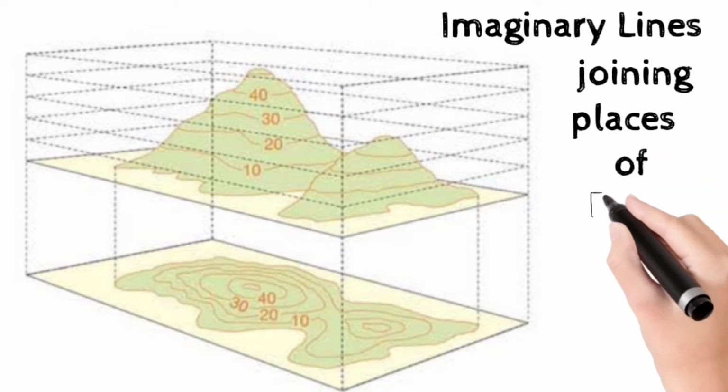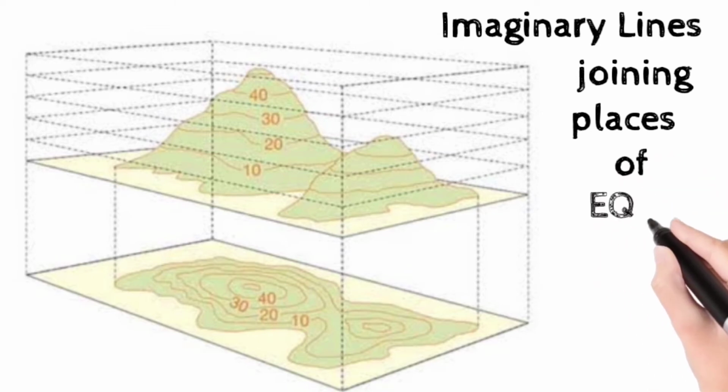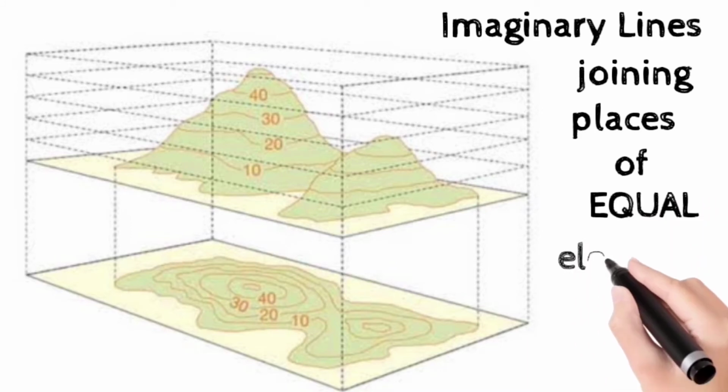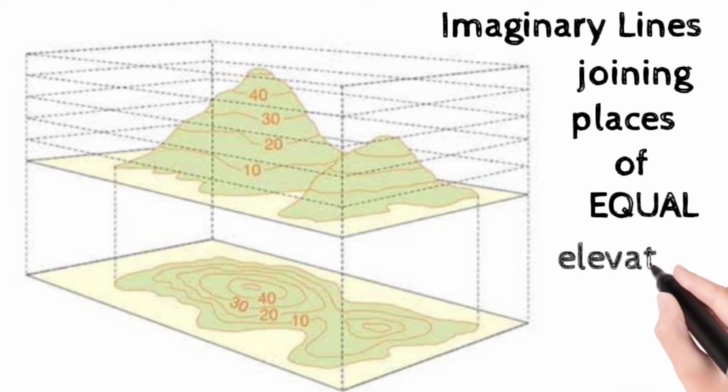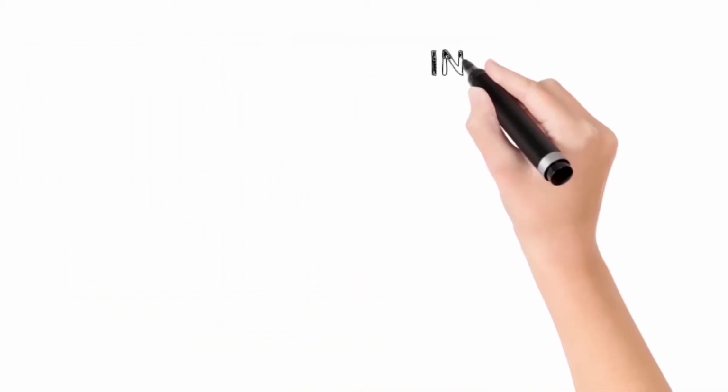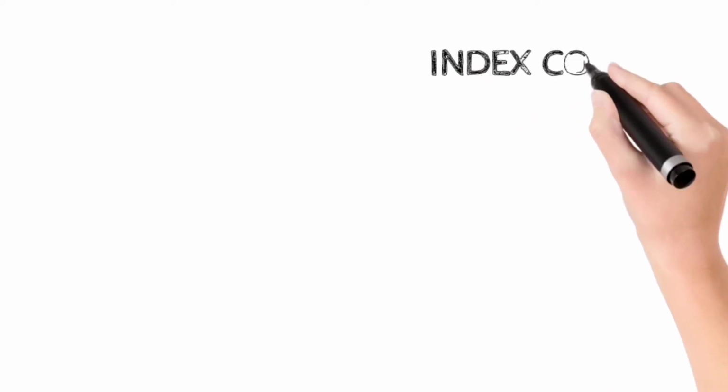When we say imaginary lines, we mean these are not actual or real lines present on the Earth's surface. These are drawn by the cartographers after the actual survey of an area. Contour lines are numbered, which shows the height of the contour or the place.